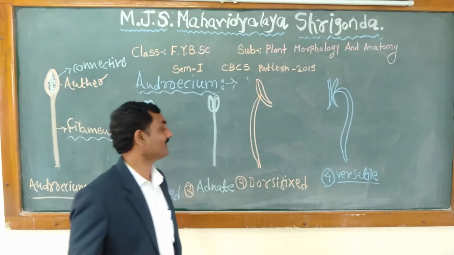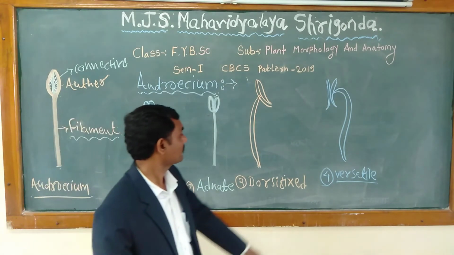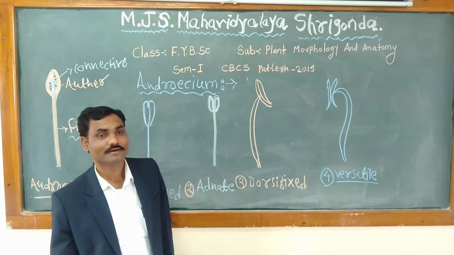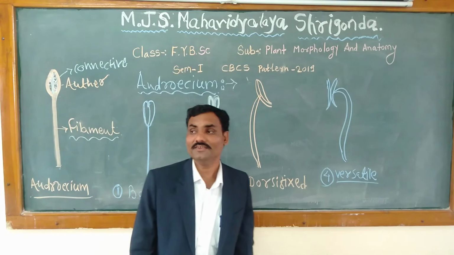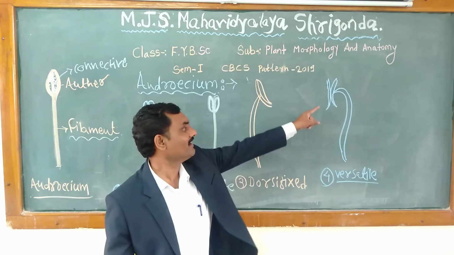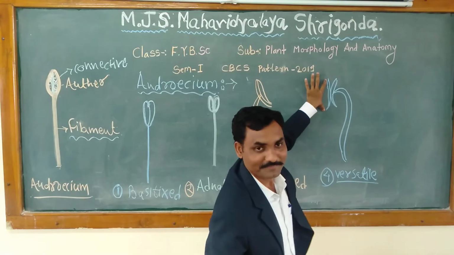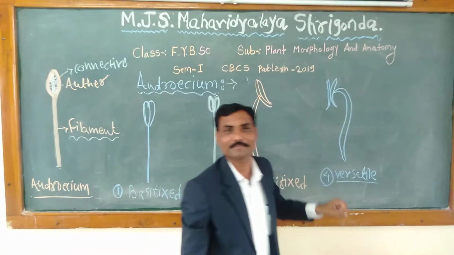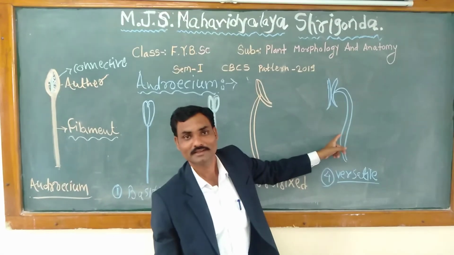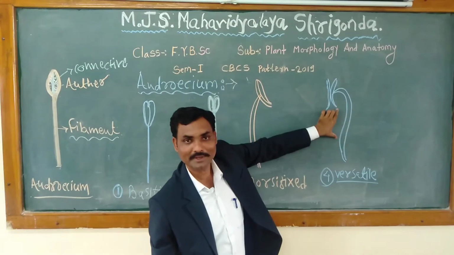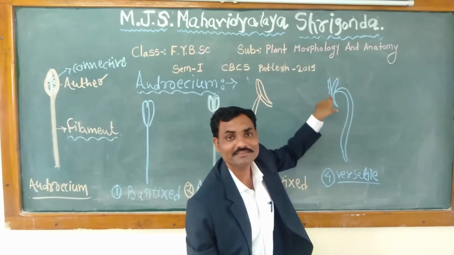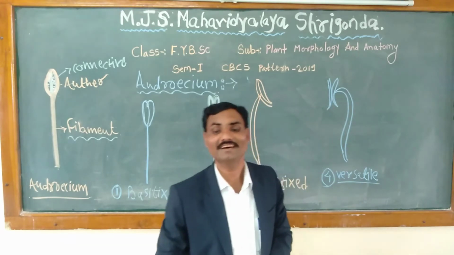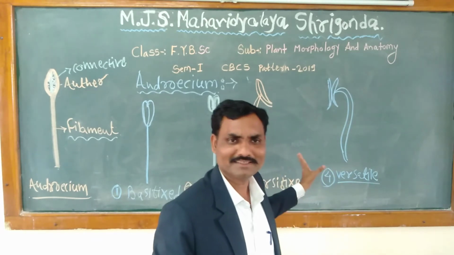Then the third type is versatile. A versatile type of anther. The filament is attached to the back of the anther. This is the structure of the anther, and this is the filament, and this filament is attached by the back side of this anther. See this very carefully. This type of anther is called a versatile anther, and it is very common.